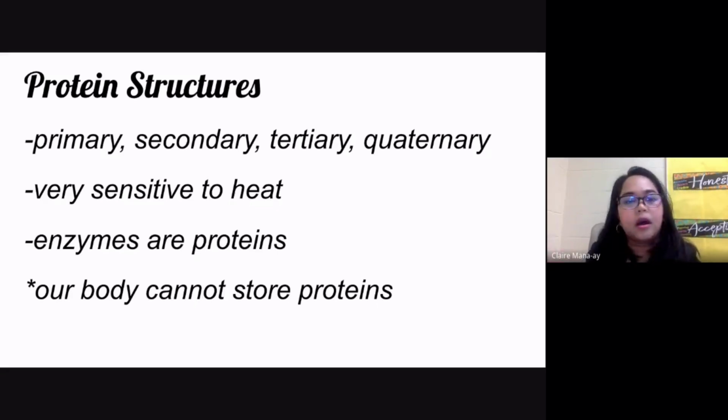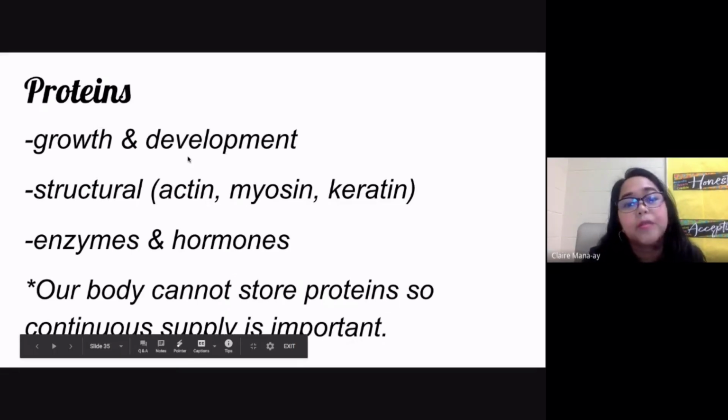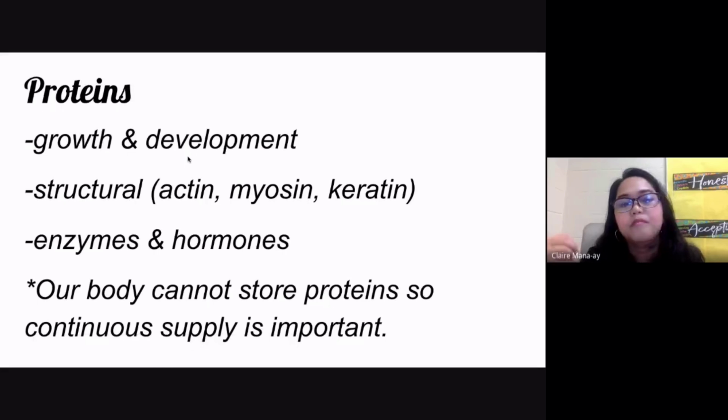Going to the next slide here, some functions of your proteins is for growth and development. Growth and development, making of muscles, your proteins play a very important role there. That's why if you are going to the gym, if you want to build some muscles, if you want to be muscular, you need to be taking in protein shake. Protein shake, protein drinks, this is going to speed up the muscle formation, because proteins play a very important role in growth and development.